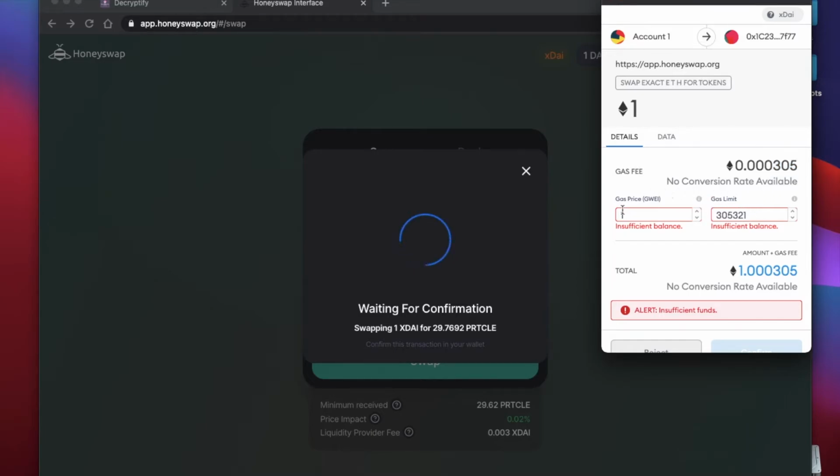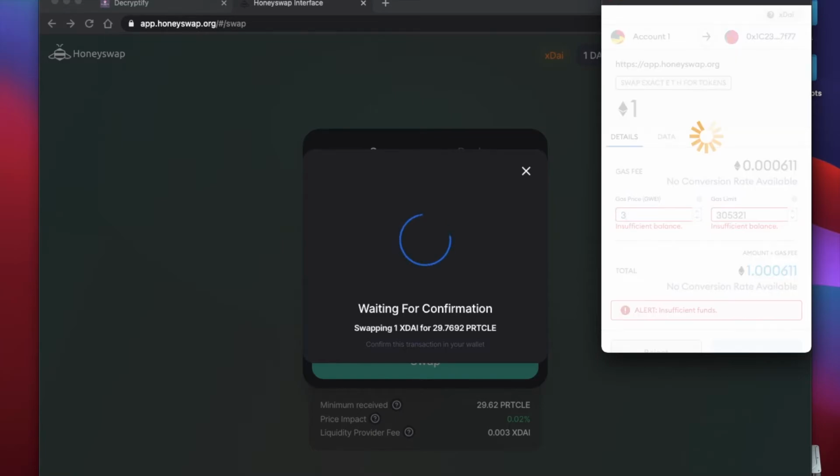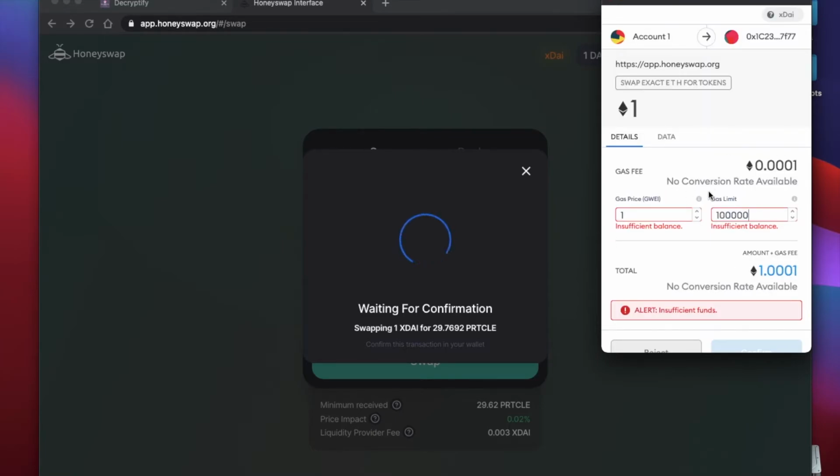But just think 1 times 305,000. So we can play with this. If we double this, it's going to go to 611,000. If we triple it, it's going to go to 9. Just keep in mind that you have to be able to cover the gas fee when you make your transaction. We can't actually make this transaction because we're swapping all of our assets. We don't have anything available to cover the gas fee right now. And that's why we're getting our insufficient funds notification here.